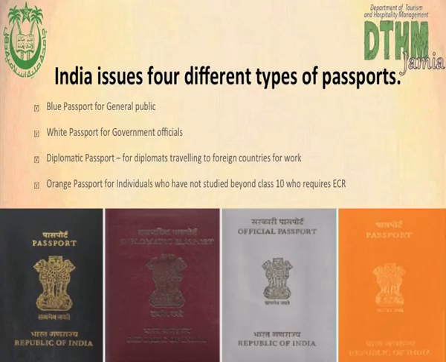Currently, India issues 4 different types of passport: blue passport for general public, white passport for government officials, diplomatic passport for those traveling to foreign countries for work, and orange passport for individuals who have not studied beyond 10th class and who require ECR. The following are the unique types of documents that can be used in place of a passport.